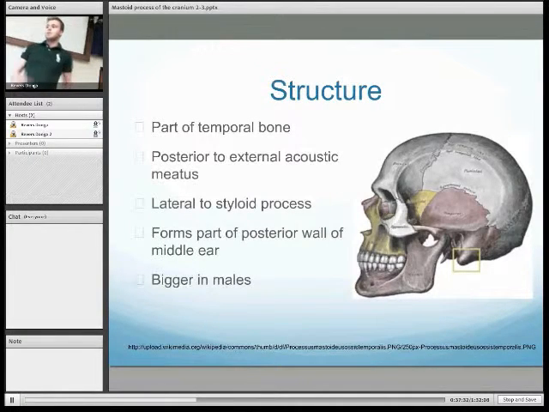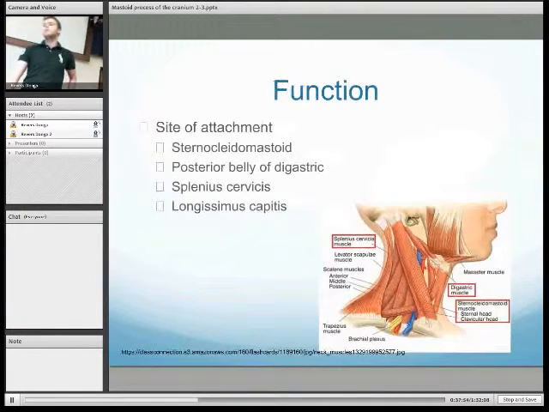So to start off with the structure, it's part of the temporal bone and it's just posterior to the external acoustic meatus and lateral to the styloid process of the temporal bone. So it's located about the vertebral level C1 of the atlas. And it also forms the posterior wall of the middle ear. And it is actually bigger in males. And the reason that it is bigger in males is because of its function.